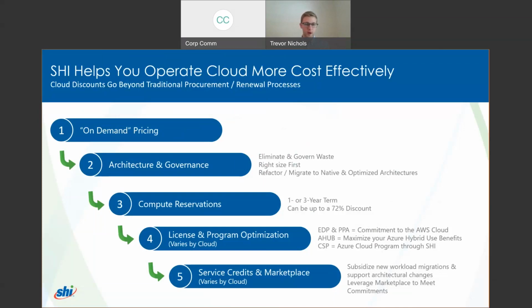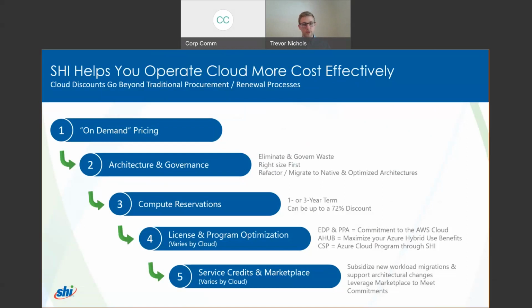There's others like Azure Hybrid Use Benefit, which depending on your software licensing agreements may allow you to dual use certain software licenses, or something like Azure CSP, which is a partner-led consumption agreement that SHI can provide for Azure resources in Office 365 to help you just better operate and control and manage your Azure spend and agreement.